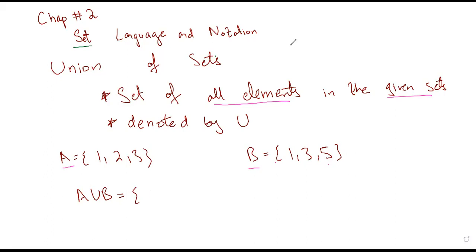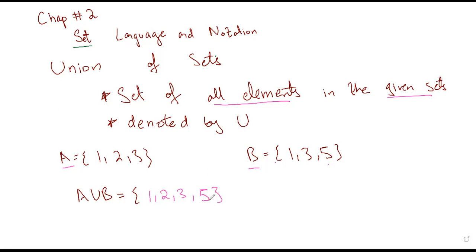1, 2, 3, and 5. Would we repeat the numbers or not? Exactly, no. It's going to be 1, 2, 3, and 5. Why can't we repeat numbers?